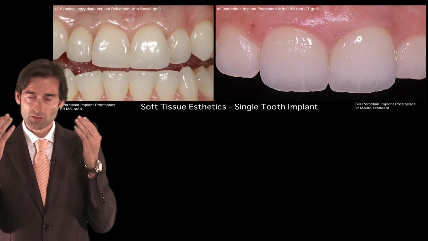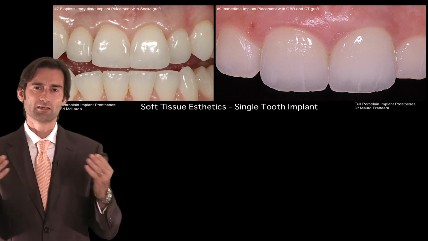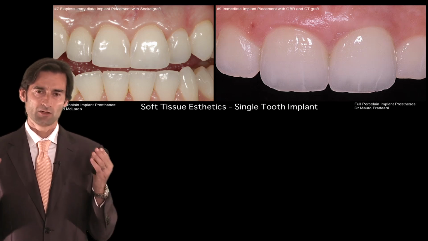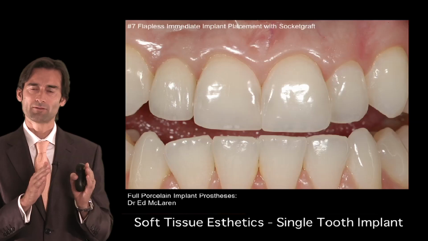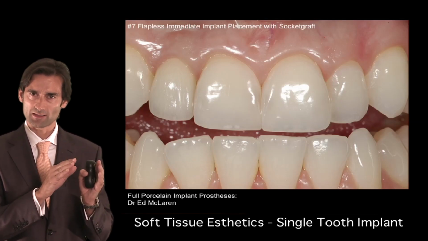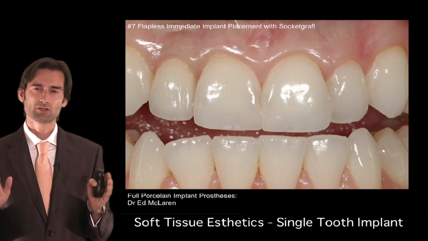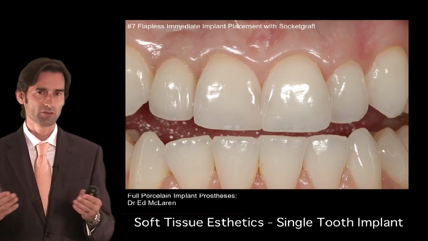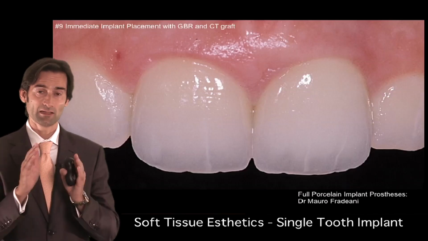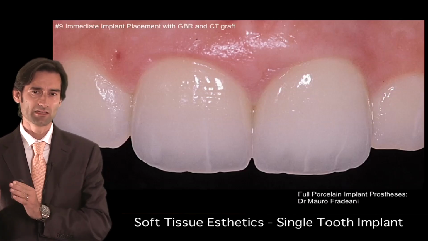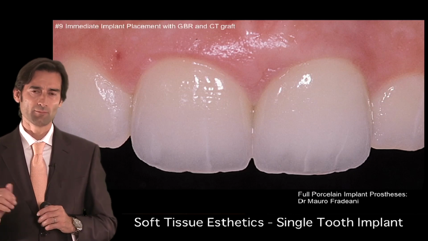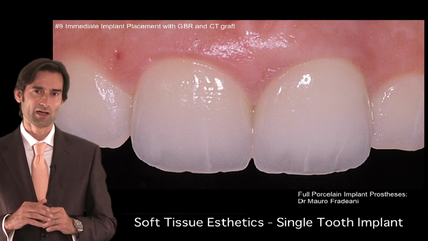When we think about soft tissue, we basically want the soft tissue not to look like we touched it. On the left side, you see an implant rehabilitation on the lateral incisor, number 7, which was done flapless. We didn't make any incisions because the bone and the soft tissue conditions were so good. On the right side, you can see a patient who had an implant rehabilitation on number 9, the central incisor. But here, we did a GBR bone graft and a connective tissue graft.